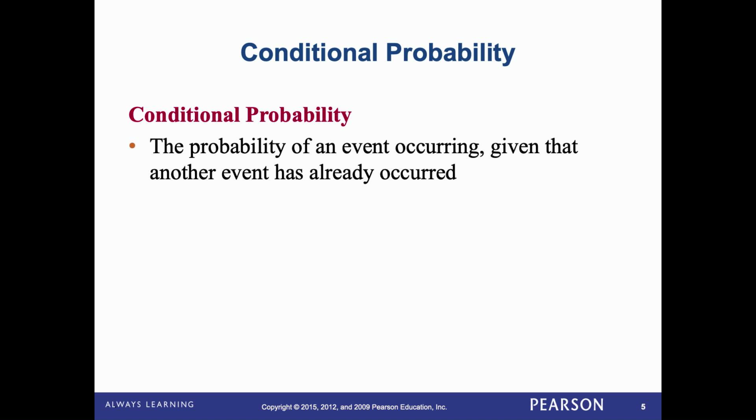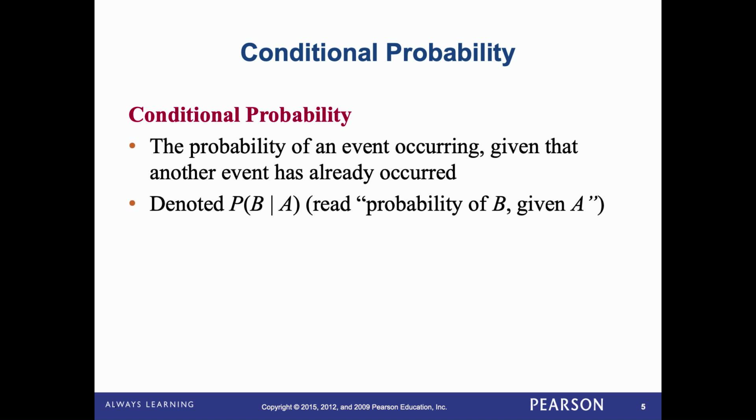Conditional probability: the probability of an event occurring given that another event has already occurred. So you're going to see some jargon. It's denoted as P(B|A), which is read, the probability of B given that A. So that means the probability of a B event occurring given that the A event did occur.